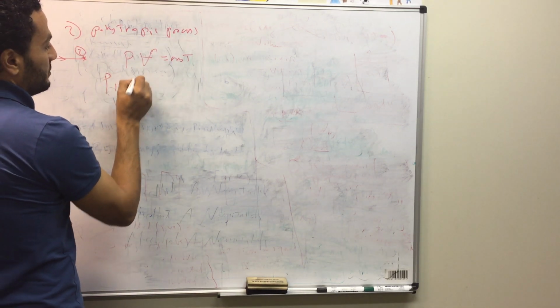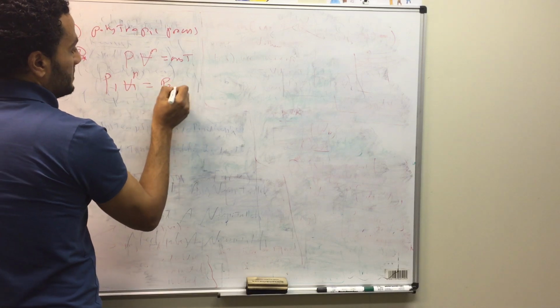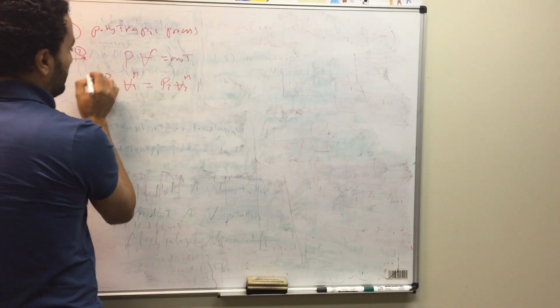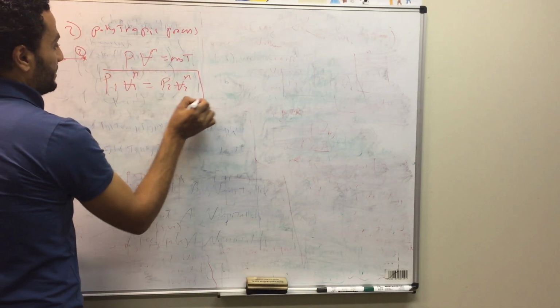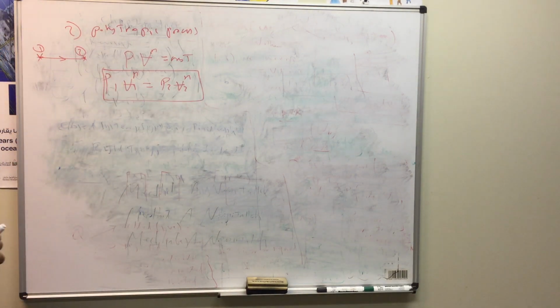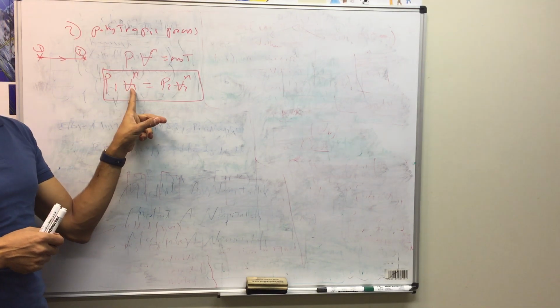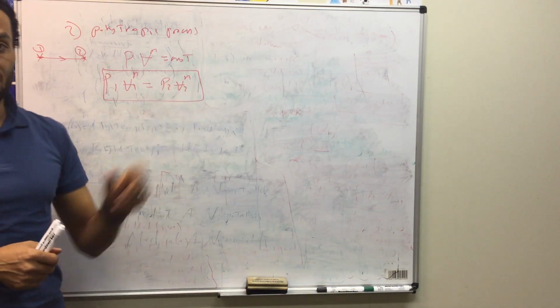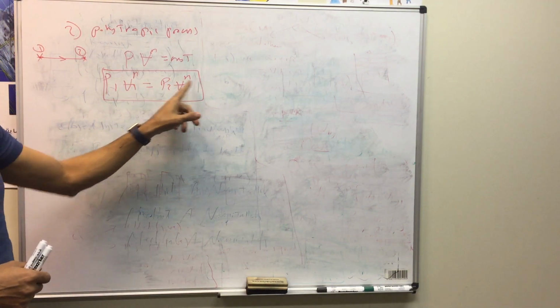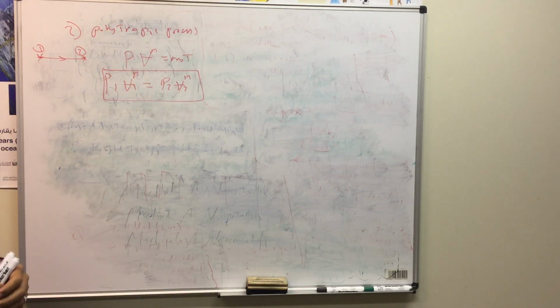So PV to the power n is constant. So we can say P1 V1 to the power n is the same as P2 V2 to the power n. And actually this equation can be applied because in some cases it may give you the pressure and the volume at the initial state, pressure and the volume at the final state, and from this relation you can calculate the value of n. You should be able to do this.